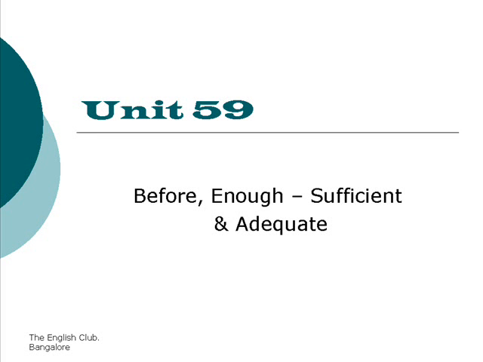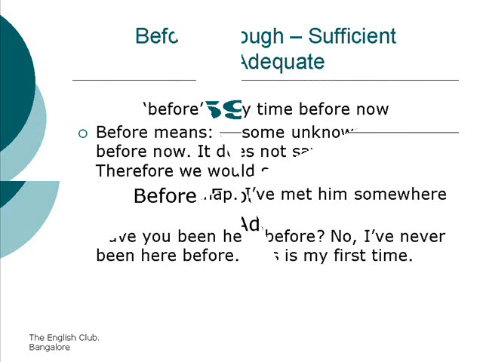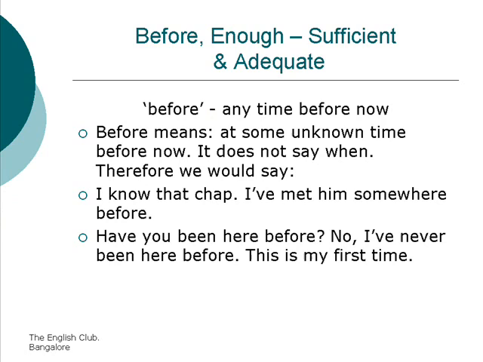Unit 59. Before, enough, sufficient, and adequate. Before. Any time before now. Before means at some unknown time before now. It does not say when. Therefore, we would say, I know that chap. I've met him somewhere before. Have you been here before? No, I've never been here before. This is my first time.